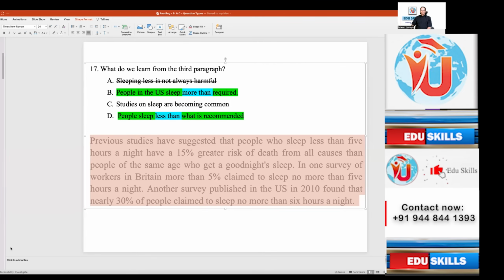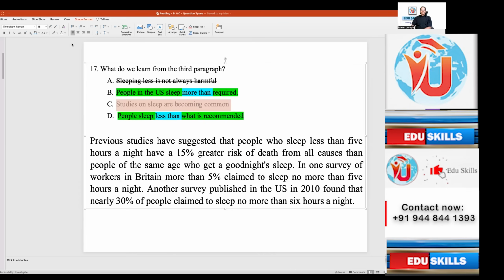Do it together, okay? Previous studies have suggested that people who sleep less than 5 hours a night have a 15% greater risk of death from all causes than people of the same age who get a good night's sleep. In one survey of workers in Britain, more than 5% claimed to sleep no more than 5 hours a night. Another survey published in the US in 2010 found that nearly 30% of people claimed to sleep no more than 6 hours a night. Answer D is correct.